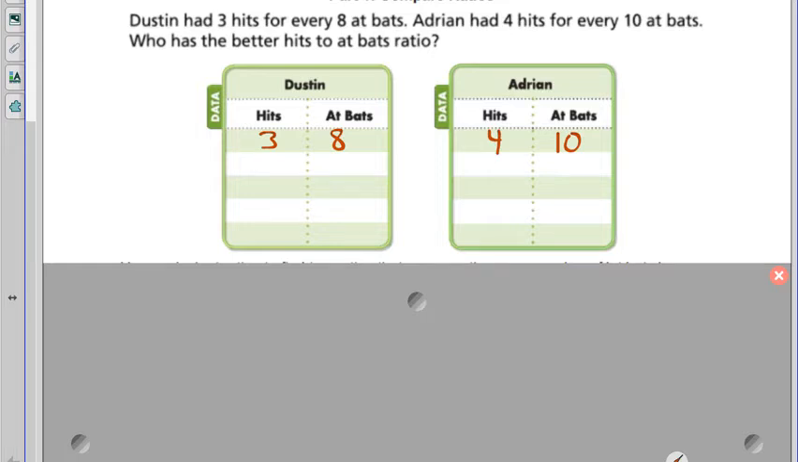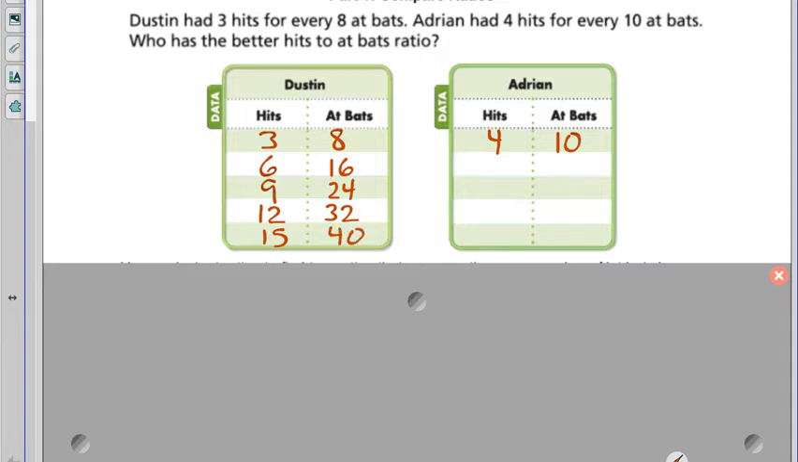So if Dustin were to get 6 hits, we'd expect that's because he was at bat 16 times. If he got 9 hits, we'd expect that's because he was at bat 24 times. See, every time he bats 8 times, he gets 3 hits. If he were to get 12 hits, we're probably figuring that he had 32 at-bats. And finally, if he had 15 hits, he probably was at bat 40 times.